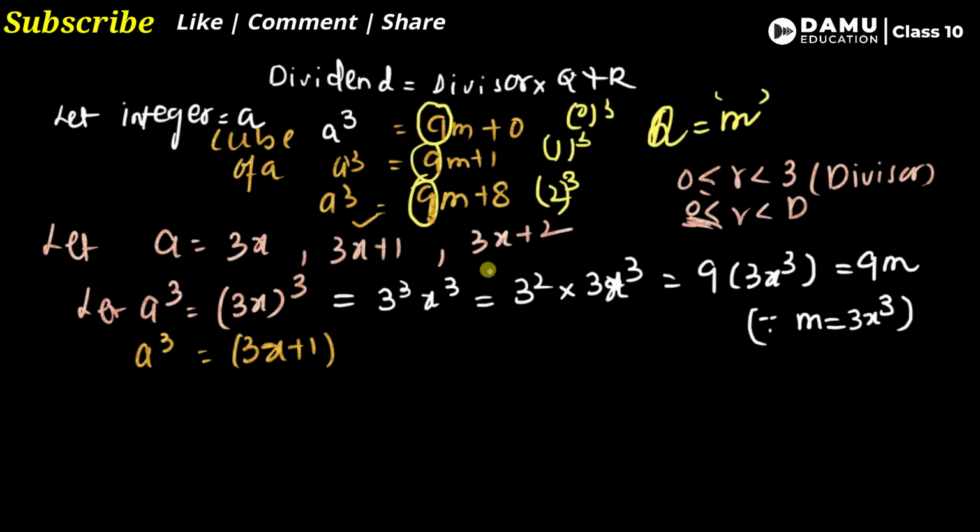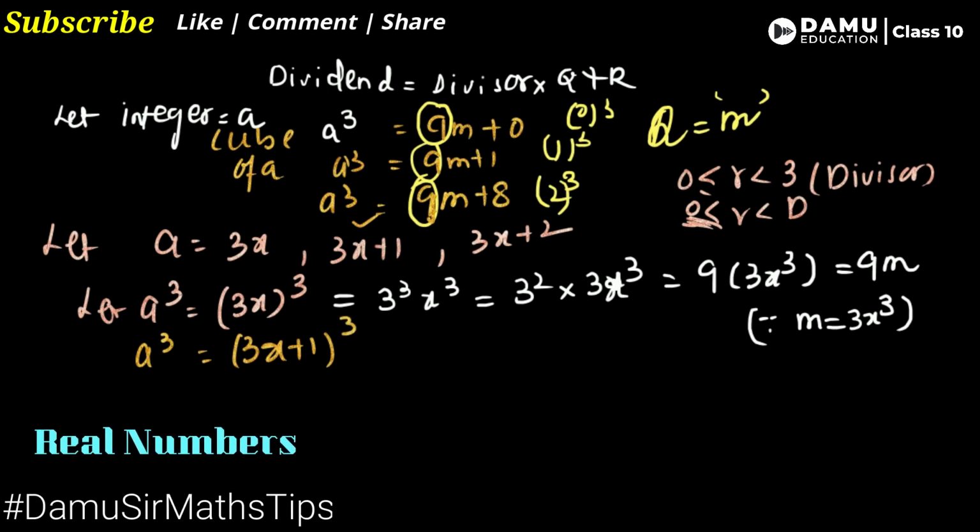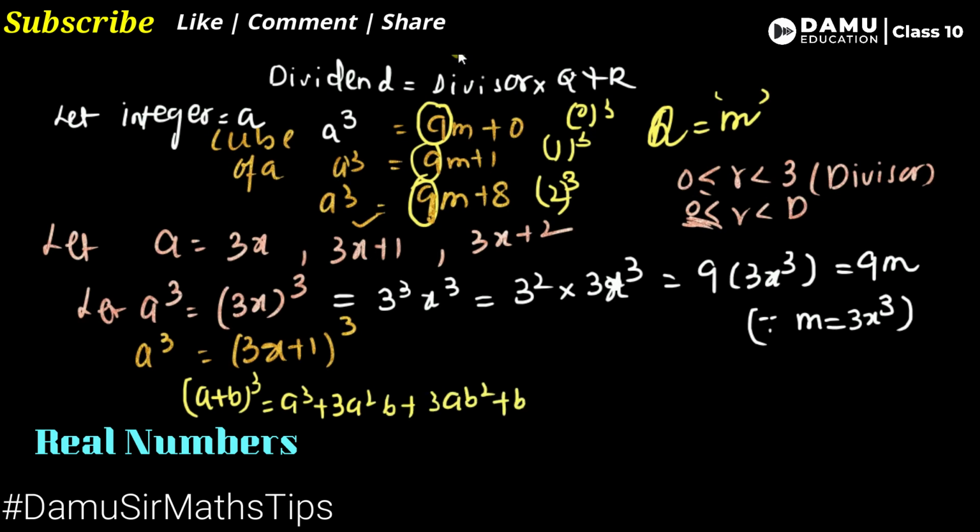So here, (3x + 1) whole cube. What is the value of a? What is the formula? The formula of (a + b) whole cube will be equal to a cube plus 3a square b plus 3ab square plus b cube. So since we are making here, let's write this.